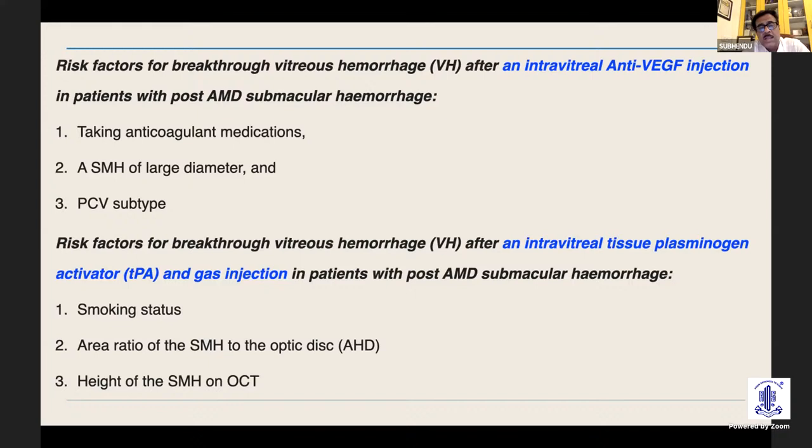In the same kind of situation, if you're treating the patient with intravitreal rTPA and gas injections, what are the risk factors for development of breakthrough vitreous hemorrhage? Number one, smoking status. Number two, the area ratio of the submacular hemorrhage to the optic disc: 2 disc diameter, 3 disc diameter, 4 disc diameter. That means the total size of the submacular hemorrhage as well as the height of the submacular hemorrhage.